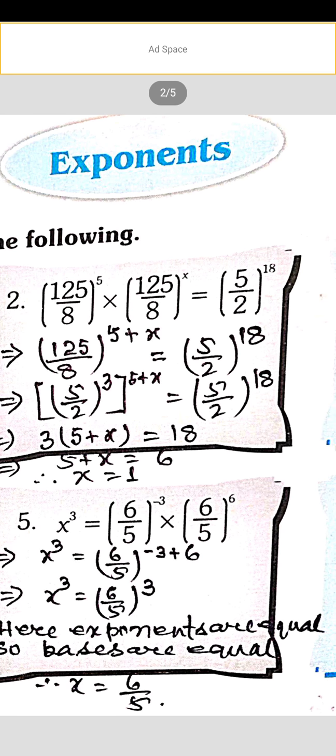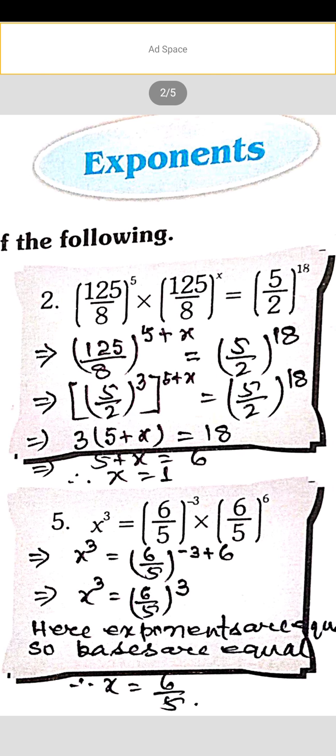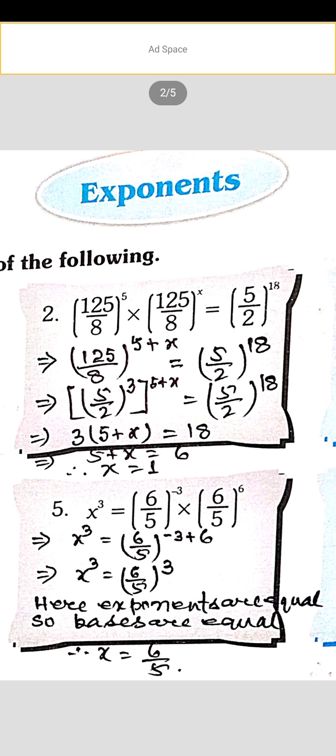Question number 5. x cube equal to (6/5) raised to the power minus 3 multiplied by (6/5) raised to the power 6. So it can be written as x raised to the power 3 equal to (6/5) raised to the power minus 3 plus 6. Minus 3 plus 6 equal to 3. So x cube equal to (6/5) raised to the power 3. Here exponents are equal, 3 and 3. So bases are equal. Therefore x equal to 6 by 5.